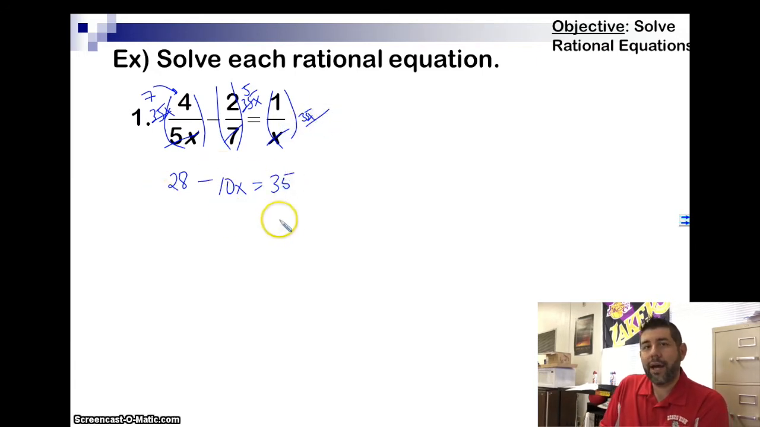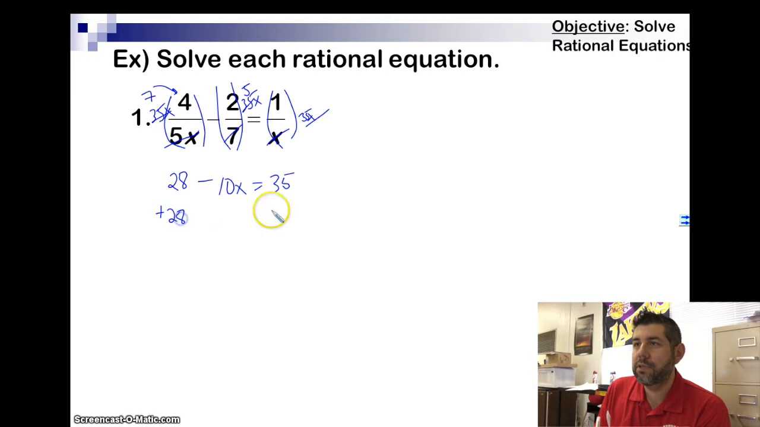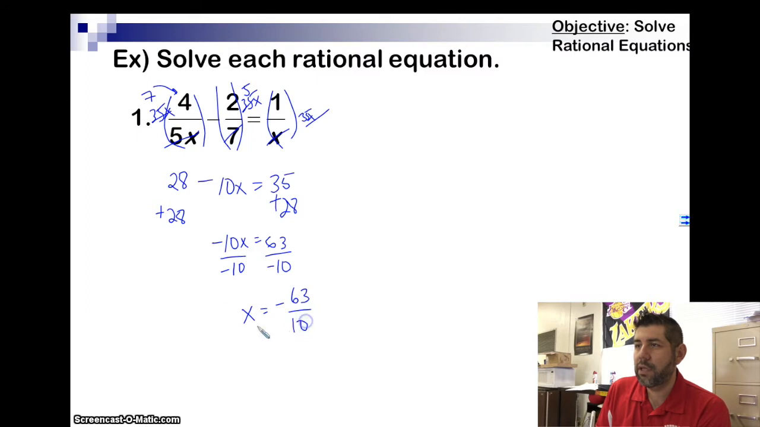Now we don't have a rational equation to deal with. We don't have any fractions. We add 28 to both sides, which gives 63, then divide by negative 10. So x equals negative 63 over 10. We'll leave it like that.